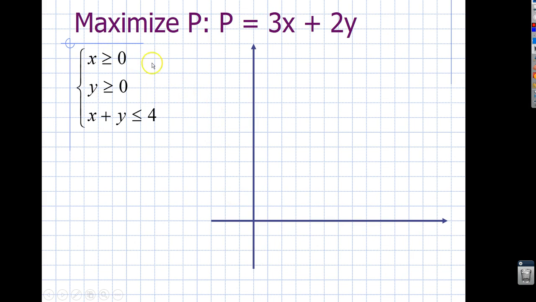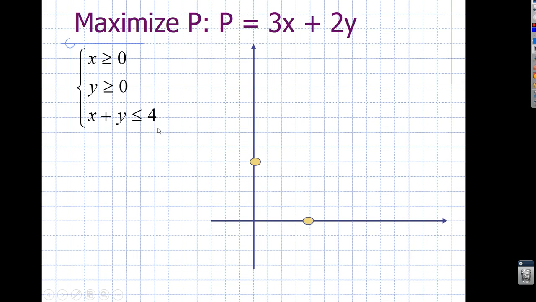So here is what we were given the last time, where we were just given the constraints. Now we're given the objective function. So we're going to graph these. So x greater than or equal to 0 is going to be that vertical line. Y greater than or equal to 0 is going to be that horizontal line. And here, if we let x equal 0 and y equal 0, we see that our intercepts are going to be at 4.